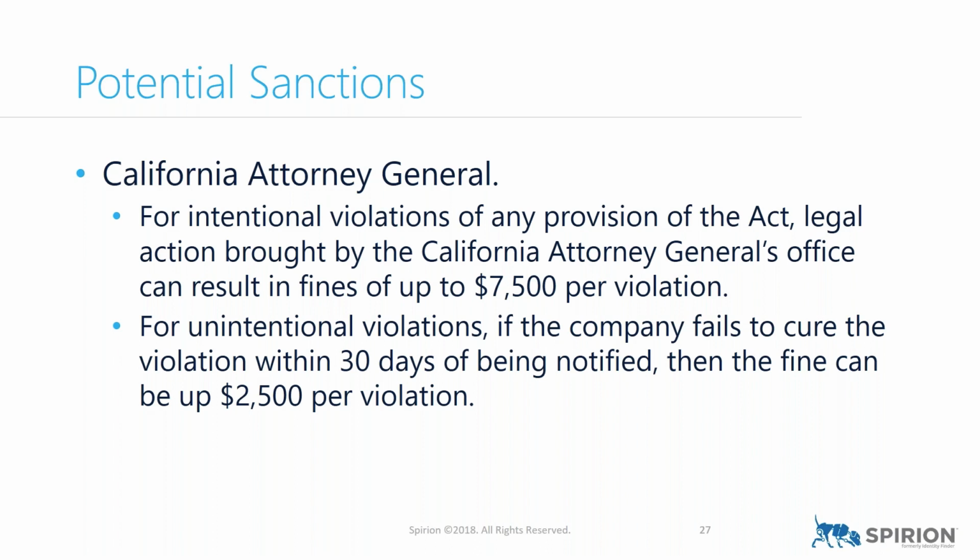And so now, does that mean per record, per breach? Presumably it means per record. If it was per breach, it wouldn't be very stringent. But if it's per record, then it's going to be potentially astronomical. The net of it is that if the AG goes after you, it can be really big. If it is an unintentional violation and the company does not cure it, then it's up to $2,500 per violation, again, presumably per record. Otherwise, it wouldn't have much teeth to it.